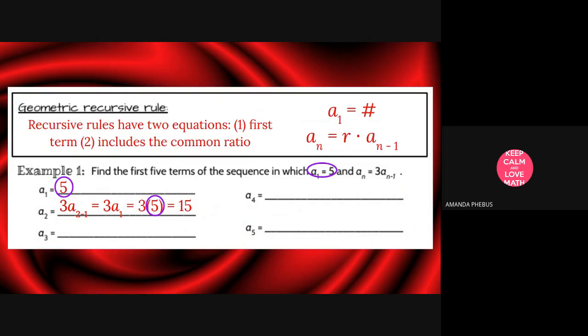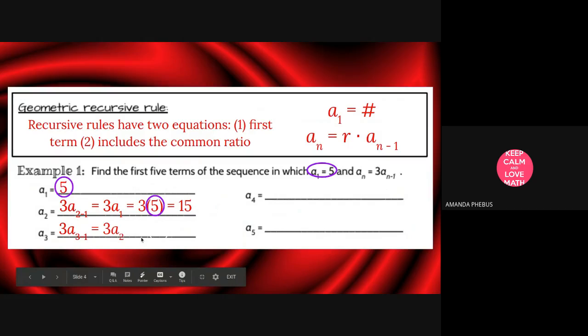All right, let's figure out our third term. So we have a 3 down here. So that's like putting a 3 in for n here. We're going to put a 3 in for this n over here. So we're going to have a sub 3 equals 3 times a sub 3 minus 1. Oh, no, that's right. 3 minus 1 is 2. So that's going to turn this into 3 times a sub 2. I was thinking we should be multiplying, but no, it's n minus 1.